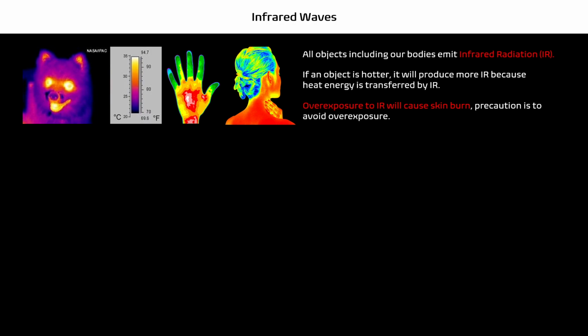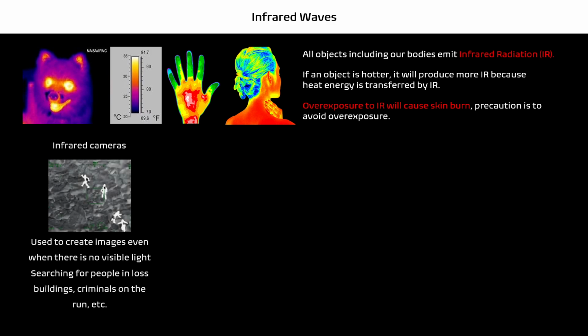So avoid overexposure. Infrared waves can be used in many different ways. I'm going to give you a few examples of where it can be used. First of all, it can be used in infrared cameras. You may have seen them in Navy SEALs movies. We can create images when there is no visible light. We do not even need light to create images. They are used because they only detect the heat source. So we can use them to search for people in lost buildings, and when criminals are on the run in the forest, as you've seen in movies, we can use infrared cameras.